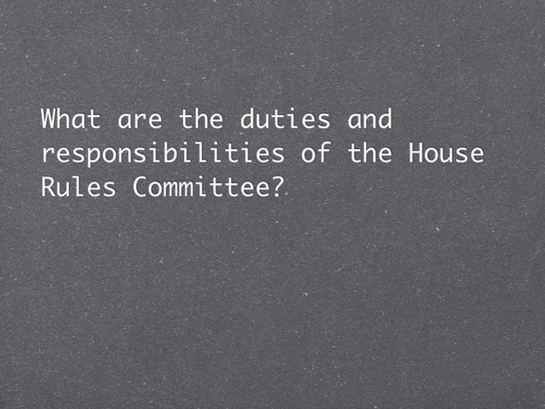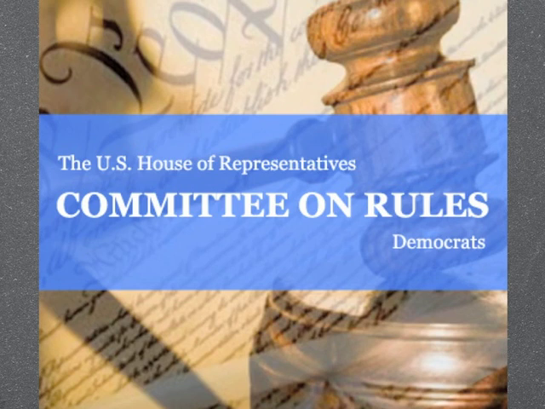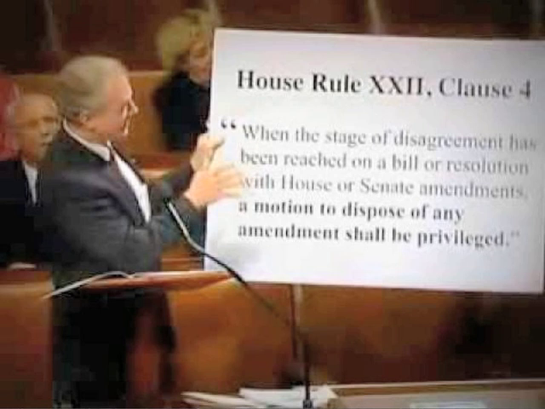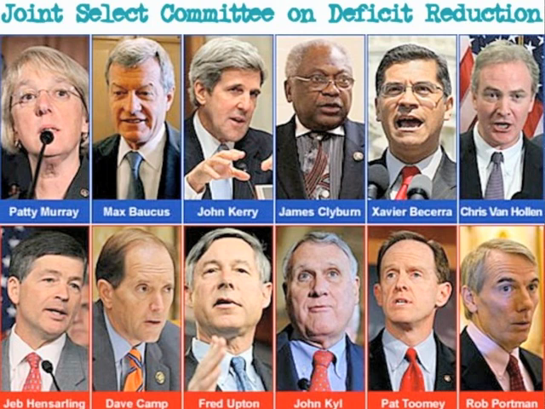What are the duties and responsibilities of the House Rules Committee? The Rules Committee decides whether and under what conditions the full House will consider a measure. This places great power in the Rules Committee, as it can speed, delay, or even prevent House action on a measure. The Select Committees are panels established to handle a specific matter and usually exist for a limited time. Most Select Committees are formed to investigate a current matter.